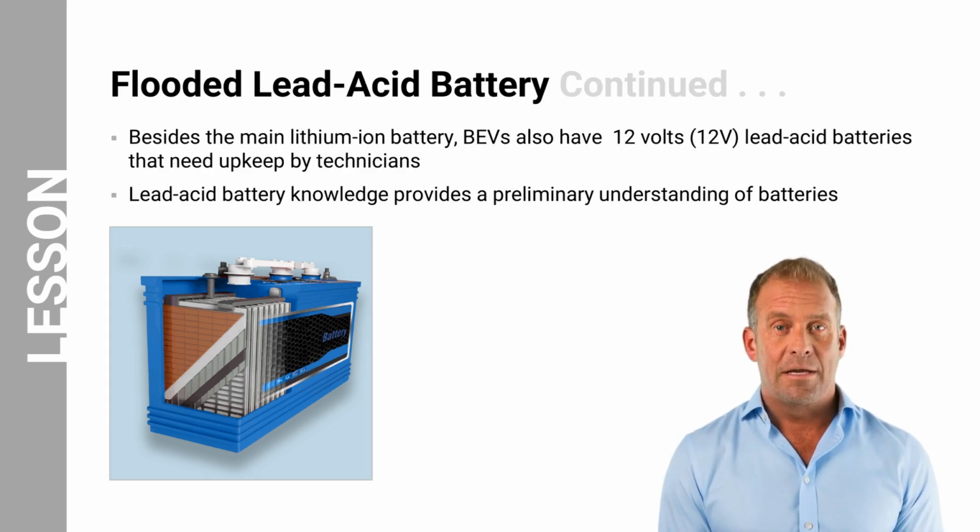Even though BEVs have a large lithium-ion battery, they typically have a 12V lead-acid battery to power essential low-voltage electronics like lights, radios, and computer systems. Understanding how to maintain or replace this 12V battery, which might be flooded or sealed, is essential for BEV technicians. Knowing the principles behind flooded lead-acid batteries, a common and relatively simple technology, provides a foundational understanding of complex lithium-ion batteries in BEVs.